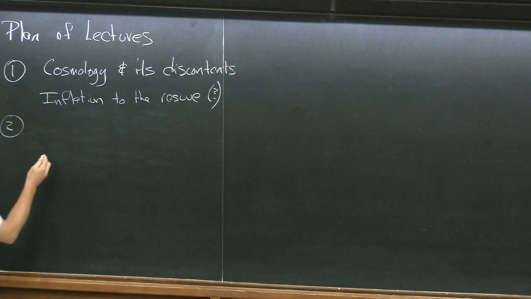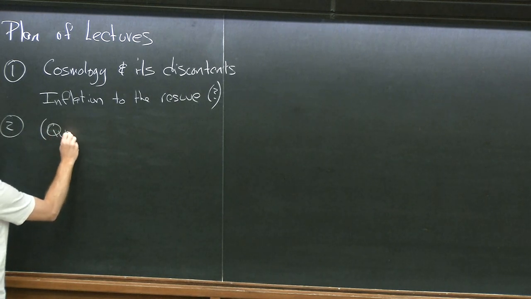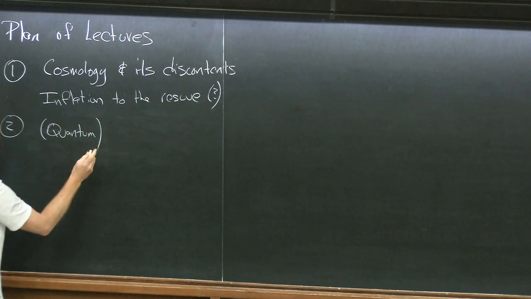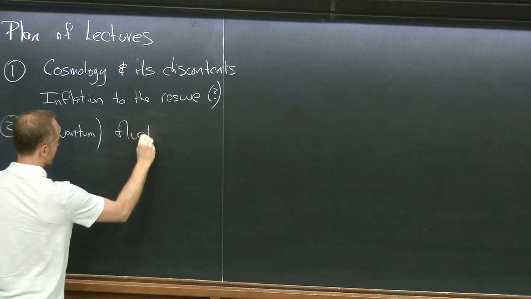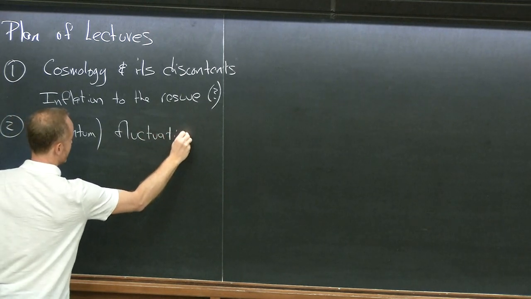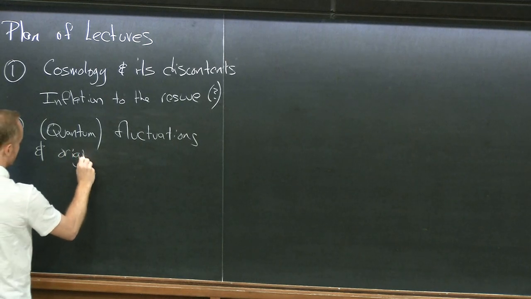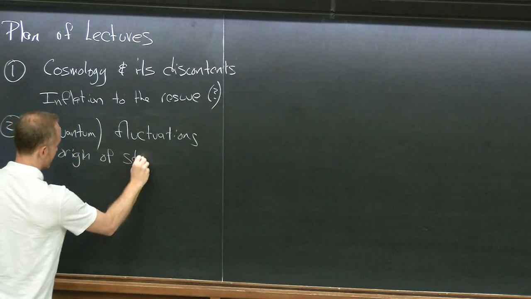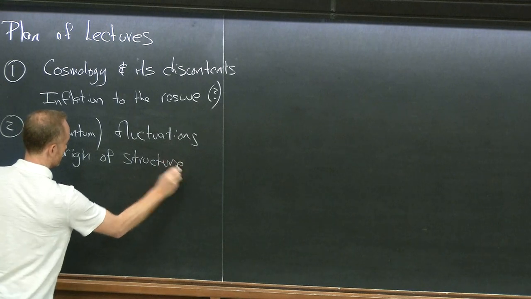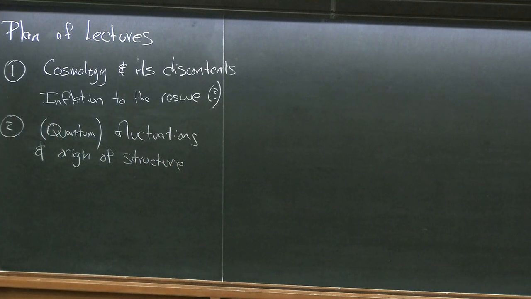So in the second lecture, I'll describe how fluctuations emerge during inflation and eventually lead to structure. When people say structure in cosmology, we mean galaxies, stars, clusters of galaxies. The interesting stuff.